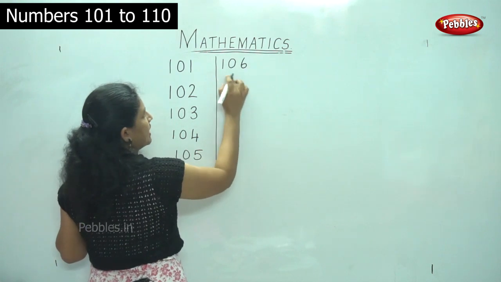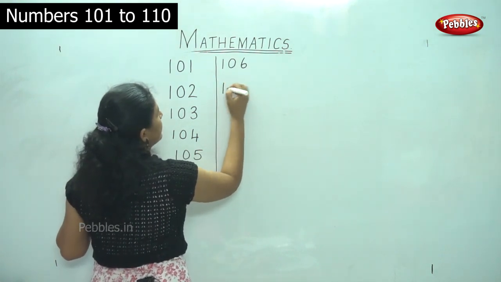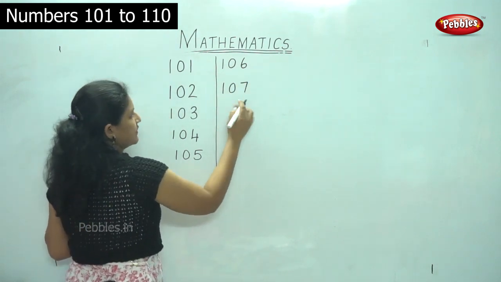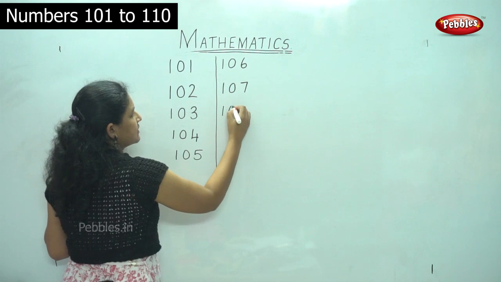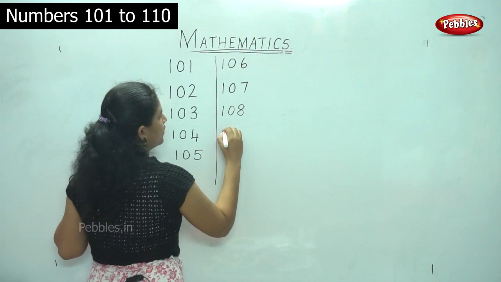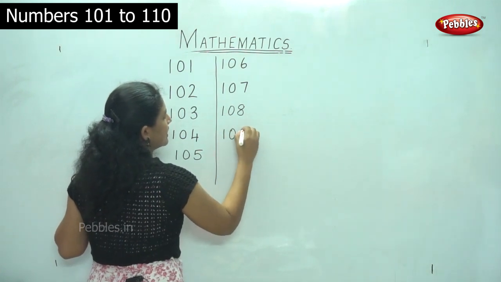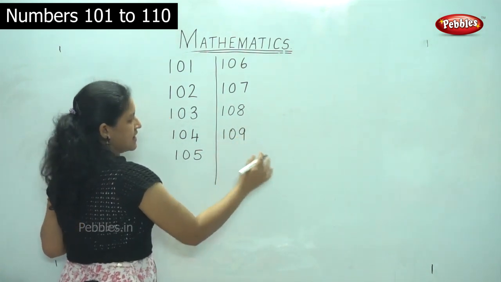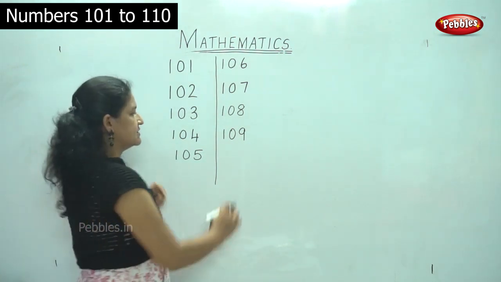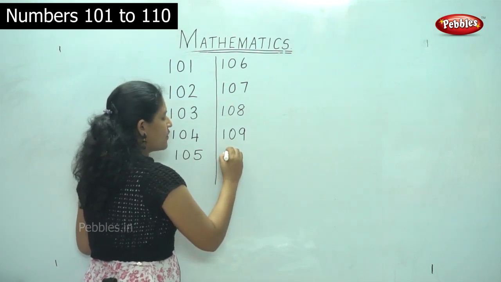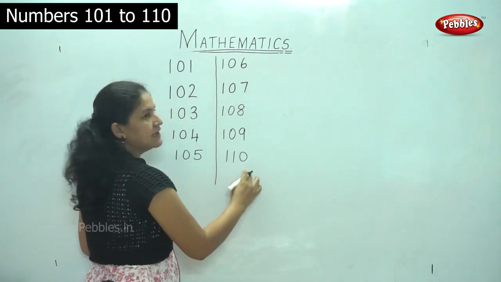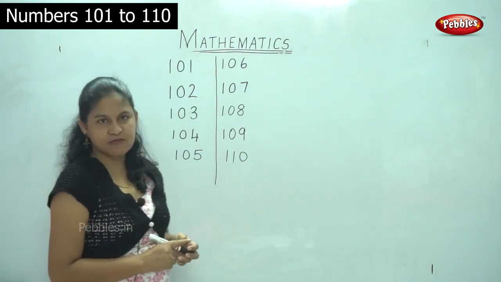Next, 106, 107, 108, 109. And when it comes to 110, we will not write the 0 in between. We'll write it as 110. So shall we see the numbers again?